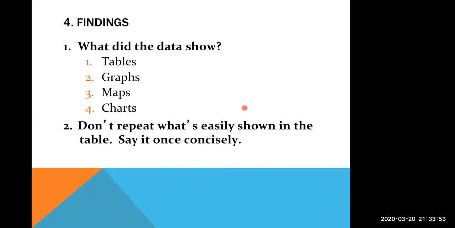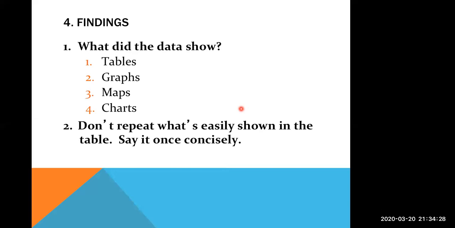The fourth part of your research, the findings. You should outline your findings this way. What did the data show? And in almost every study, there are many different ways to show data, either by using tables, for instance, using tabulated data and putting your data inside and showing it to the reader, just like using numbers, statistics, or graphs. Maybe you use maps or charts just to show your data.